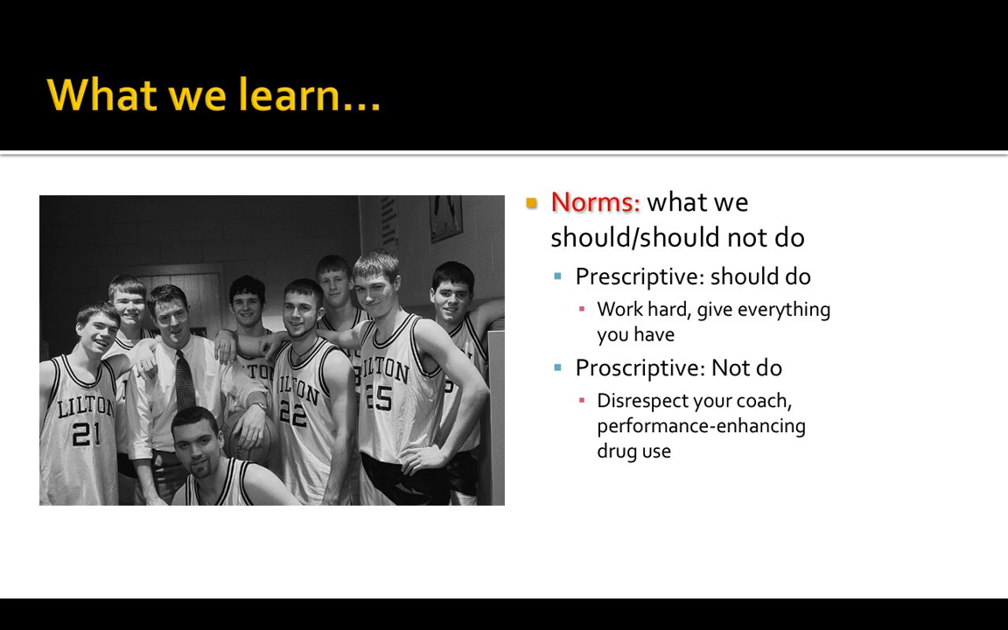Prescriptive are the norms that say this is what we should be doing. So, especially within the world of sport, the things that we should be doing: working hard, giving your 110% every single time you go out on the basketball court, for example. Or maybe in practice, working hard, demonstrating that work ethic. Proscriptive are the things not to do. So, do not disrespect your coach or other authority figures in sport. Do not take advantage of the student-athlete role. Do not engage in performance-enhancing drug or substance use. So that's what norms are, what you should and should not do in certain situations.